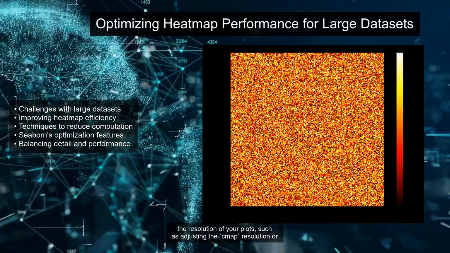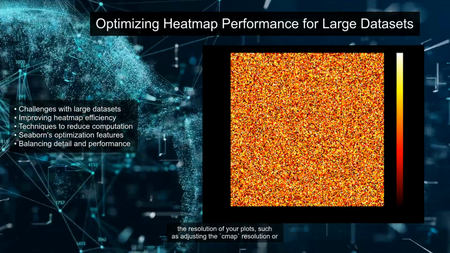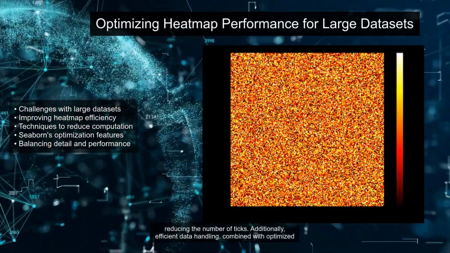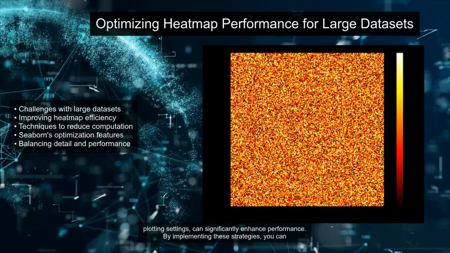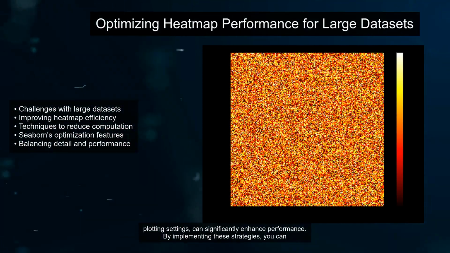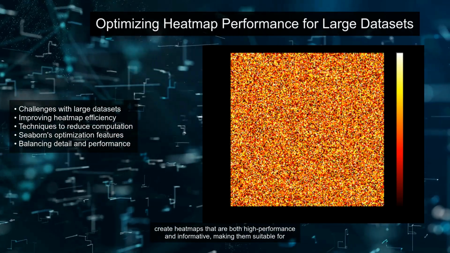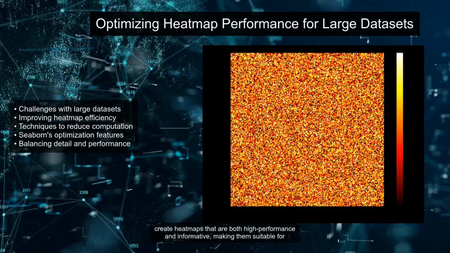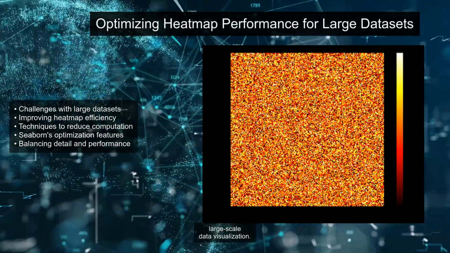Seaborn provides options to control the resolution of your plots, such as adjusting the map resolution or reducing the number of ticks. Additionally, efficient data handling, combined with optimized plotting settings, can significantly enhance performance. By implementing these strategies, you can create heat maps that are both high performance and informative, making them suitable for large-scale data visualization.